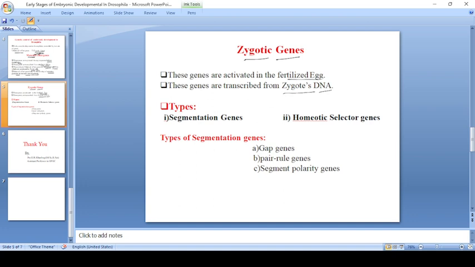There are further two types of zygotic genes: the segmentation genes and the homeotic selector genes. Further, the segmentation genes are of three types: the gap genes, pair-rule genes, and segment polarity genes. This is a brief introduction of the maternal effect genes and zygotic genes. More information will be given in the next video.